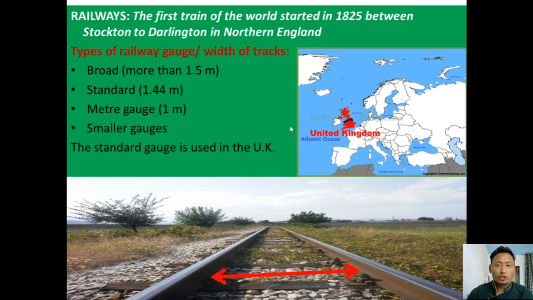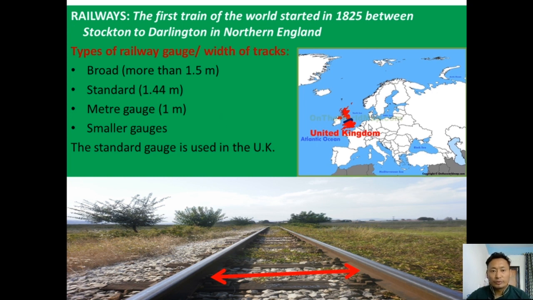Types of railway gauges or tracks. If we look at this image, we have a railway track. This is the width of the railway track, or we can say the railway gauge. In the world, we have four main types of railway gauges. We have broad gauge, which is 1.5 meters between the two rails. Standard gauge is 1.44 meters, and meter gauge is 1 meter wide. And we have other smaller gauges in the world. These are the different types of railway gauges in the world.